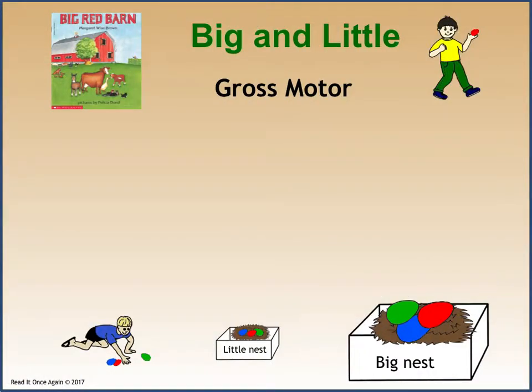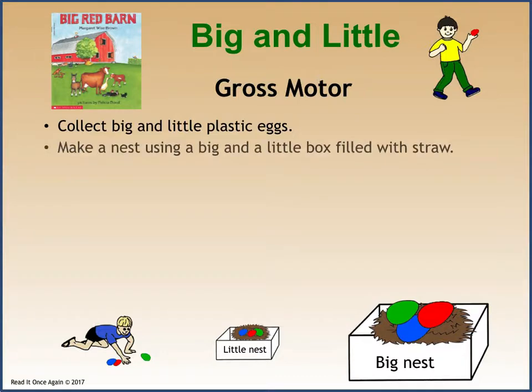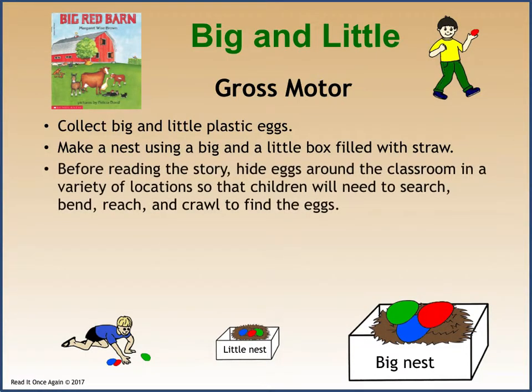This gross motor activity is the perfect opportunity to invite your physical therapist to join the fun. Collect big and little plastic eggs. Make a nest using a big and little box filled with straw. Before reading the story, hide eggs around the classroom in a variety of locations so that the children will need to search, bend, reach, and crawl to find the eggs.